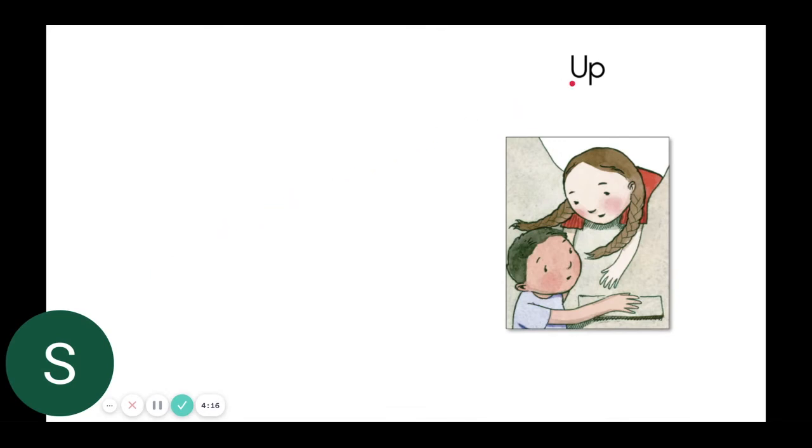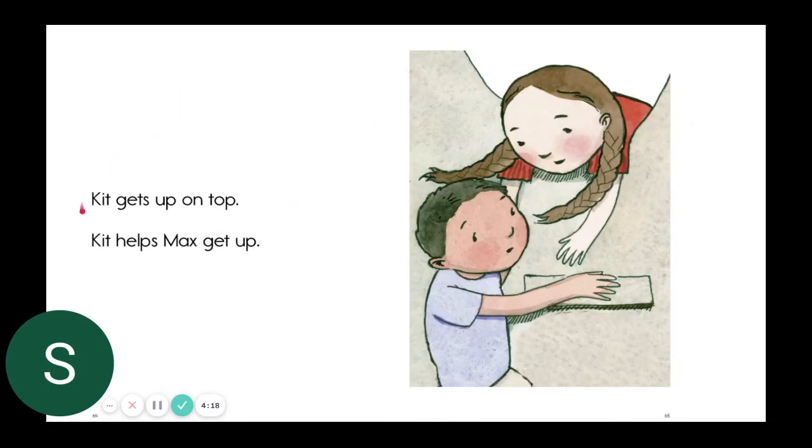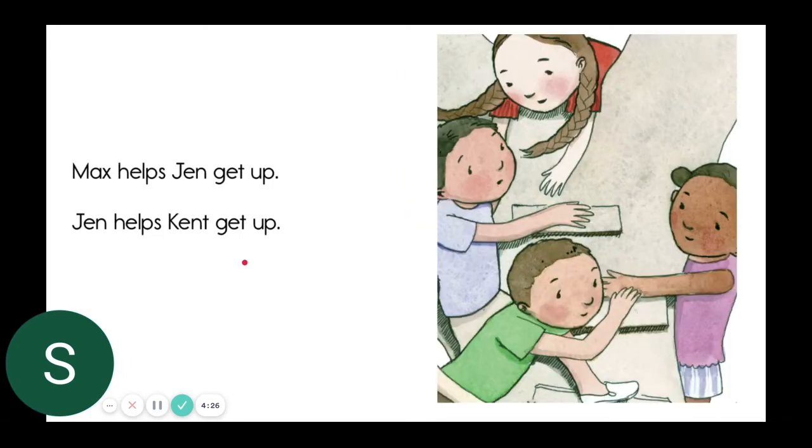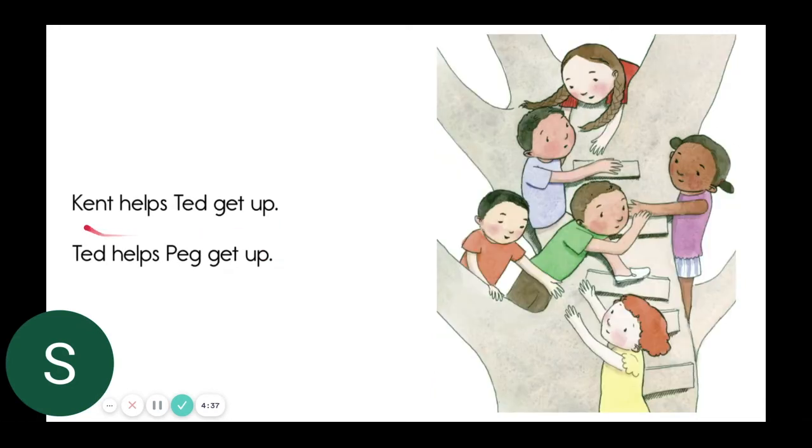Up. Kit gets up on top. Kit helps Max get up. Max helps Jen get up. Jen helps Kent get up. Kent helps Ted get up. Ted helps Peg get up.